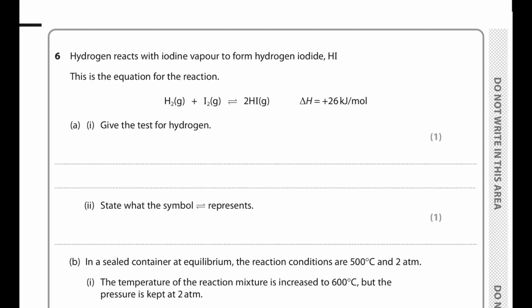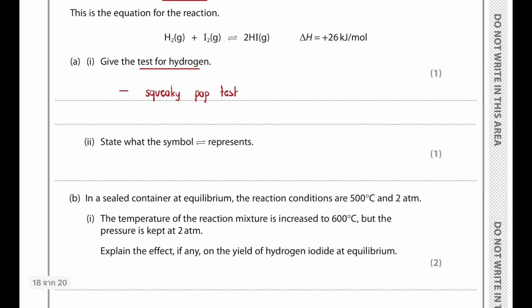Question 6. Hydrogen reacts with iodine vapor to form hydrogen iodide. So this is the equation for the reaction. Okay, here's the test for hydrogen. Quickie pop test. Next, state what the symbol represents. It represents a reversible reaction.